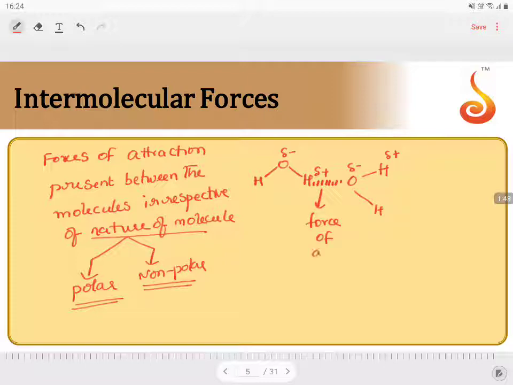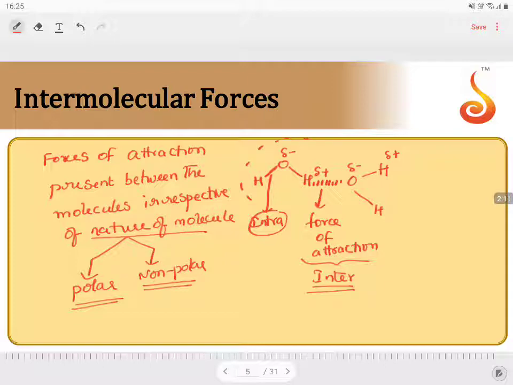a force of attraction between the two water molecules. Now, if you observe, the bond which is present between this oxygen and hydrogen is called an intra bond, which is a covalent bond present between oxygen and hydrogen. But the bond which is present here is taken as an intermolecular bond between the two molecules.